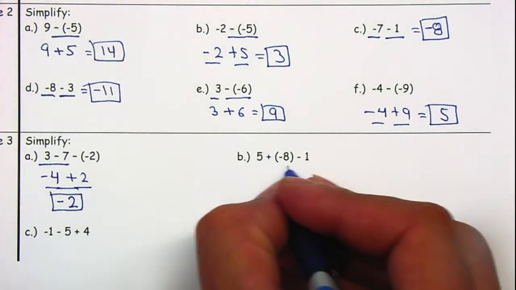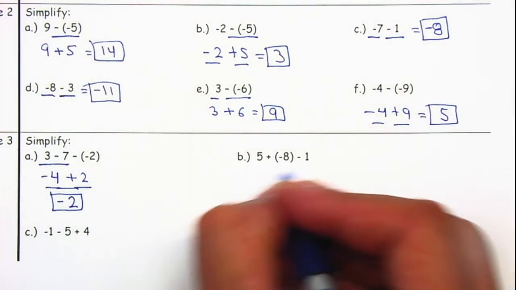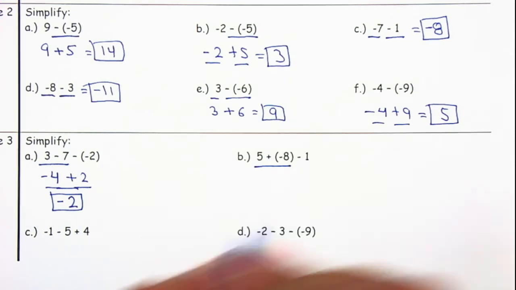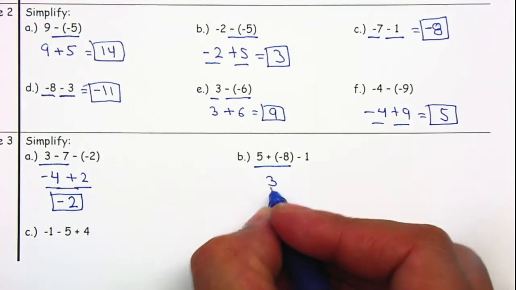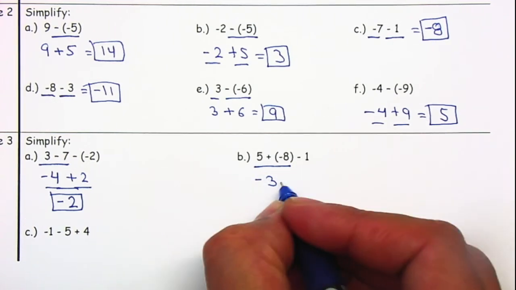Letter B. 5 plus negative 8 minus 1. We're going to simplify those first two. Different signs, so I'm going to subtract. I'm going to keep the sign of the bigger number, and then I have minus 1.